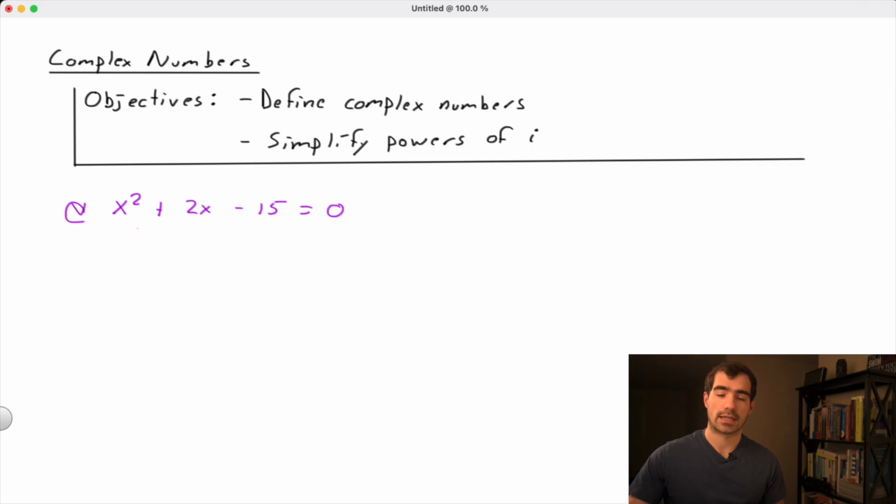So far, our pursuit of solving quadratic equations has played out something like this. We've been given an equation like x squared plus 2x minus 15 and have been able to utilize one of a few different techniques to solve it. We could use the quadratic formula, we could complete the square, we could even use the square root property in some cases, or as in this particular instance here with x squared plus 2x minus 15, we could factor.